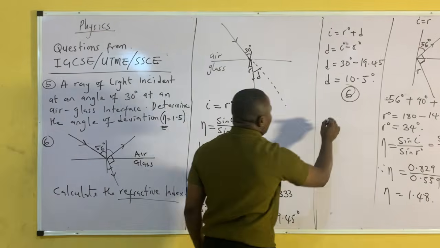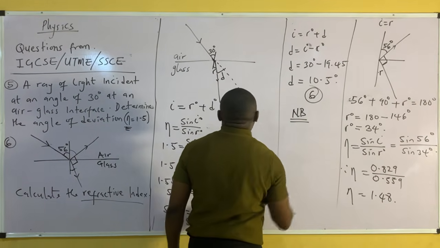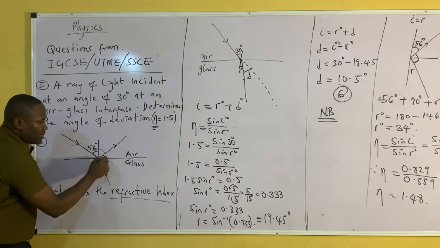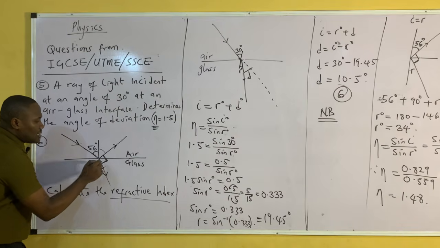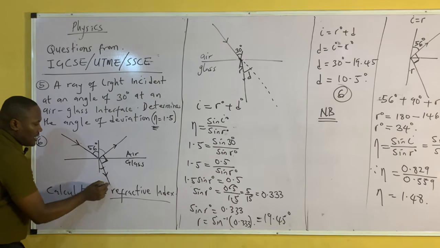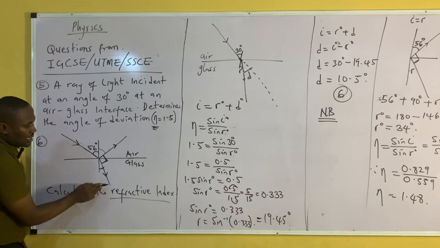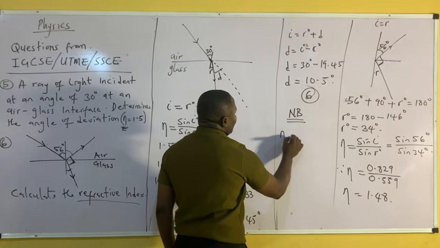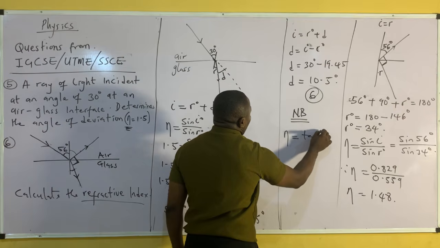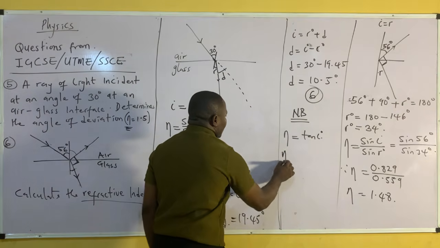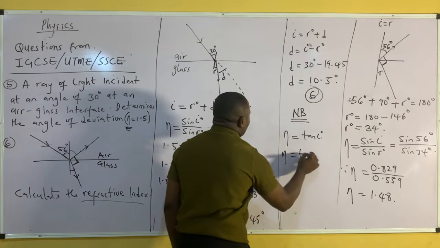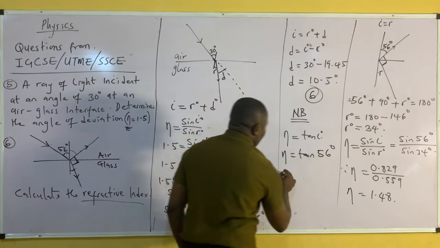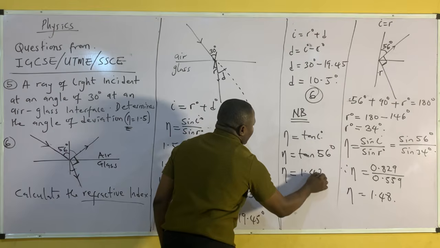But take note of this. I will solve it in another way. Anytime the reflected ray makes an angle of 90 with the refracted ray, you simply use this formula: the refractive index is equal to the tan of the angle of incidence. So refractive index equals tan. What is the angle of incidence? It is 56. So it's tan 56 degrees. This is equal to 1.48.